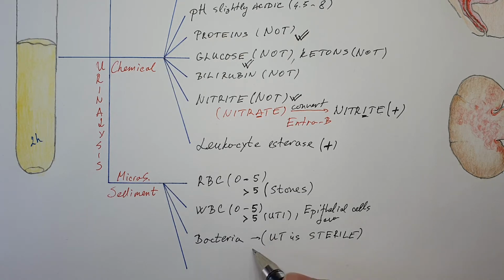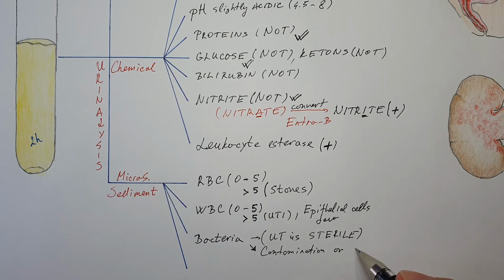If we see bacteria, then that can mean either that the patient has contaminated the urine when he was taking the urine, or that we have infection. So contamination or urinary tract infection.